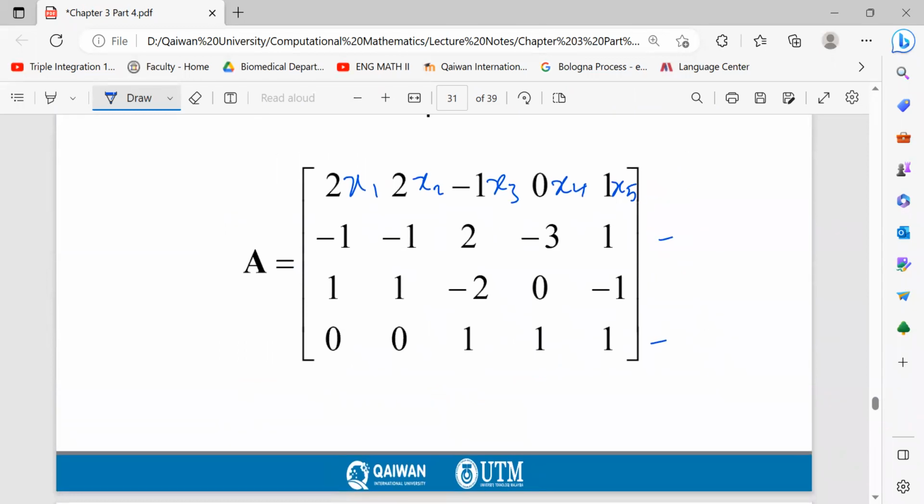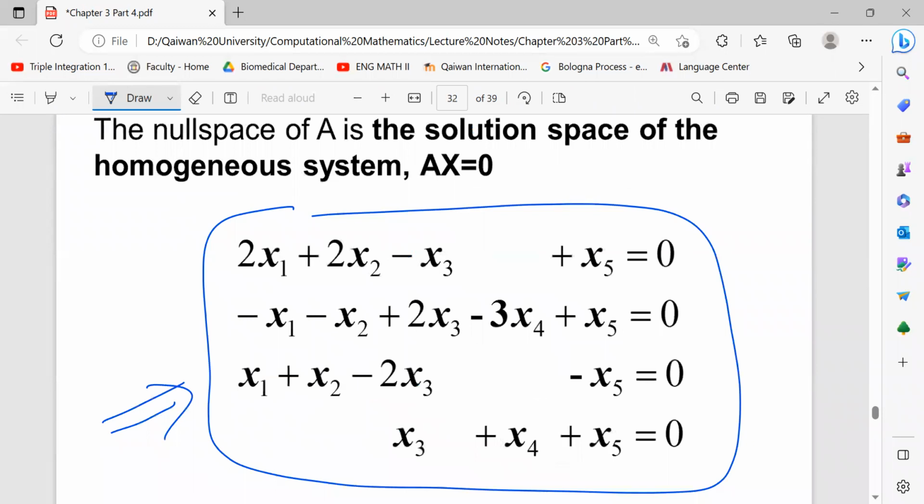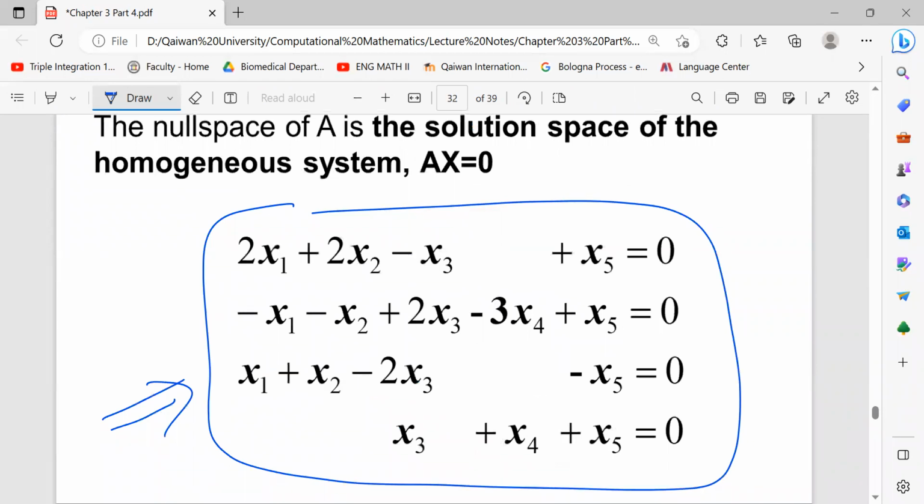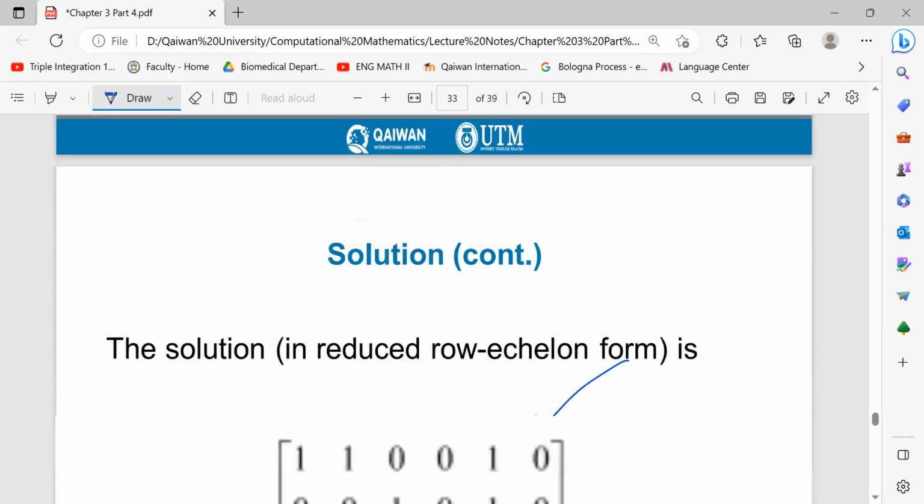If we just add a column here, this matrix is the augmented matrix of this system. Okay? Then we solve it. We apply the elementary row operations to get the reduced row echelon form. That's it.